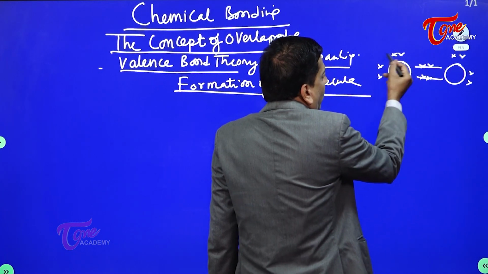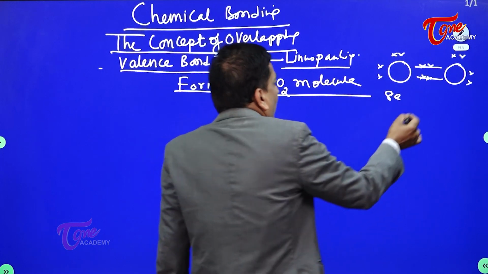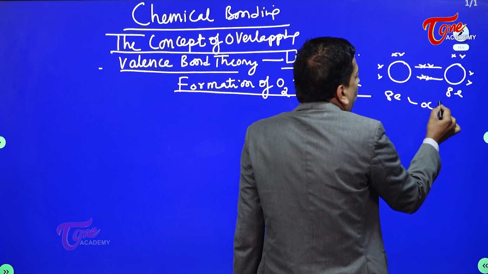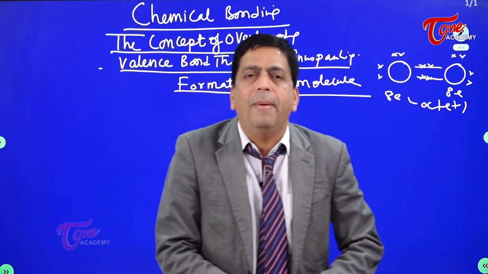This is 4 and this is 4. This is 8 electrons for this oxygen. And the next oxygen is again 4 and this is 4. This is 8 electrons. So both have achieved what? Octet. Both have achieved octet. And the oxygen molecule is formed.